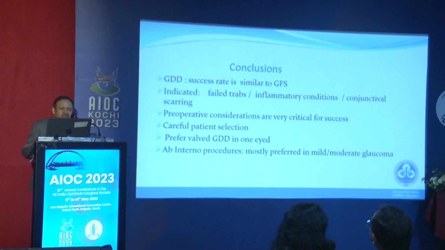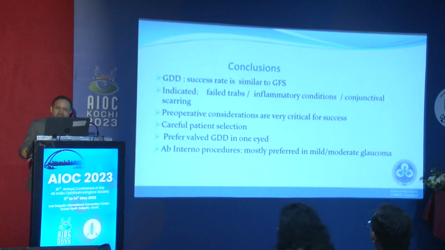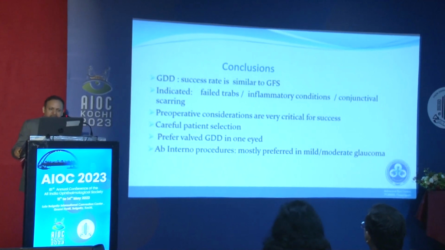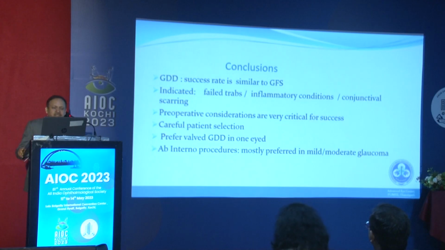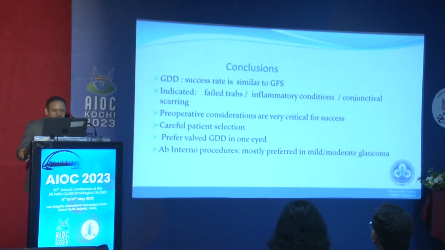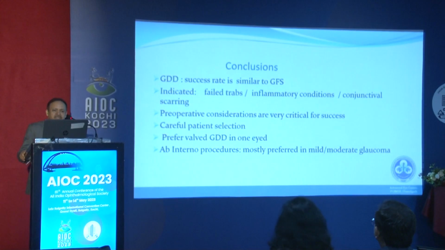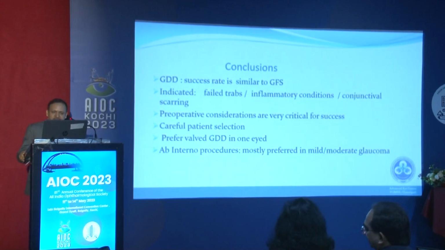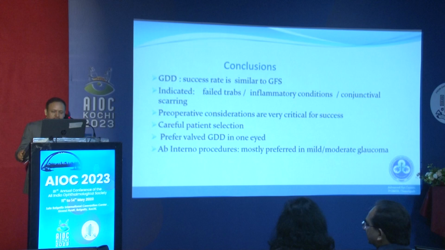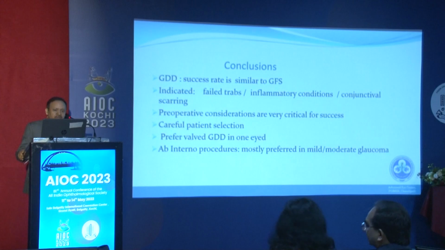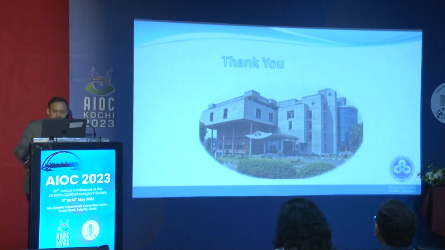In conclusion, GDD success rate is similar to GFS, but indicated in failed trab or inflammatory conditions where there is a lot of conjunctival scarring. Preoperative considerations, especially in inflammatory glaucomas, should be taken into account, with careful patient selection, preferring valved GD devices in one-eyed patients, and ab interno procedures mostly favored in mild and moderate glaucoma. Thank you.